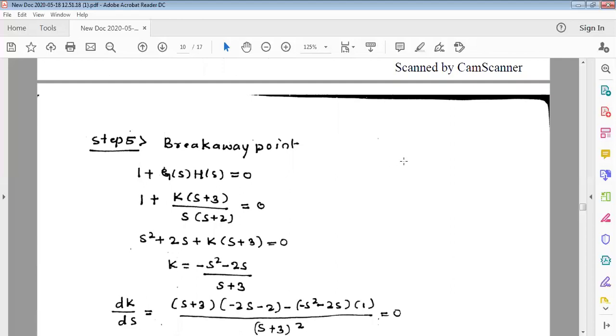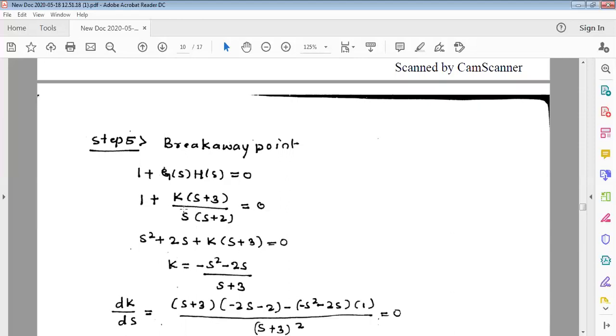Next step is the breakaway point. So how to find the breakaway point? We need to consider the characteristic equation. So what is the characteristic equation? That is given as 1 plus G(s)H(s) equal to 0. So that is 1 plus K(s + 3) divided by (s + 2) is equal to 0.